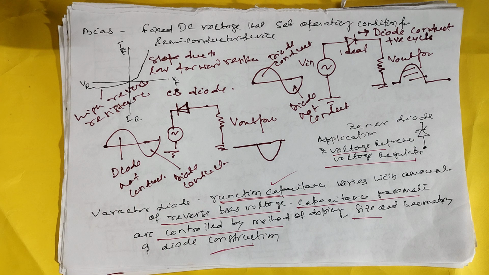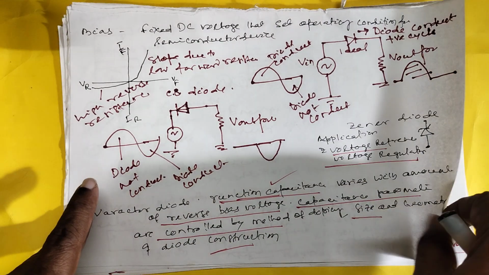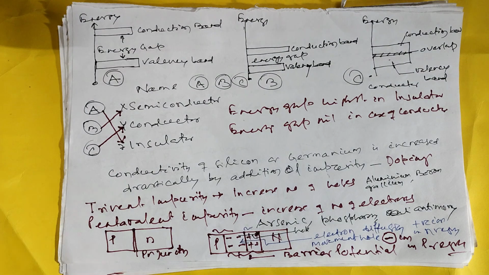Varactor diode junction capacitor varies with the amount of reverse bias voltage. Capacitor's parameter is controlled by method of doping, sideband and geometry of the diode construction. Here the energy gap is more in case of insulator, then semiconductor, no gap in case of conductor because of overlap.